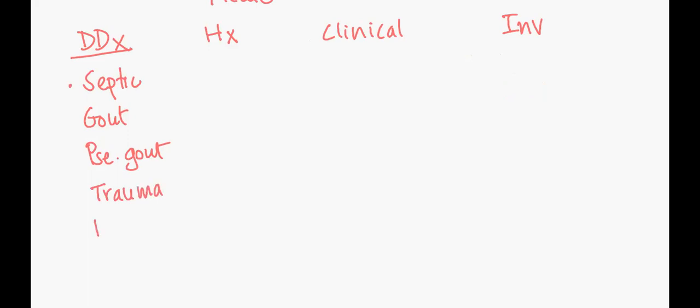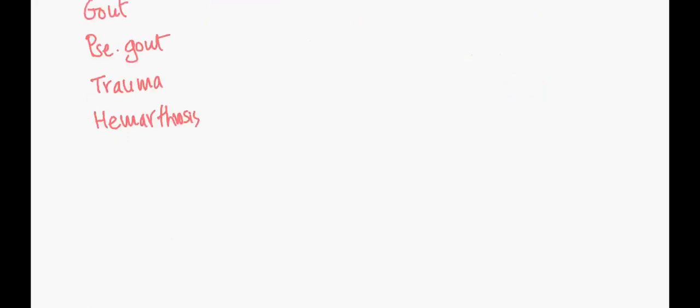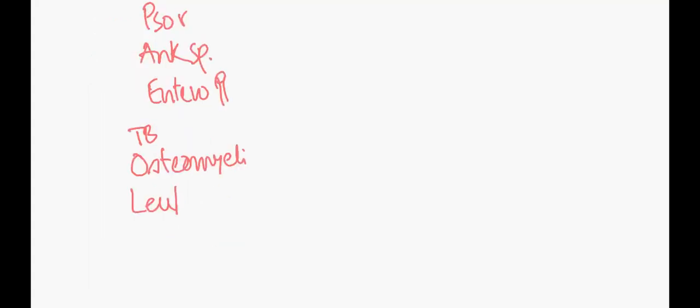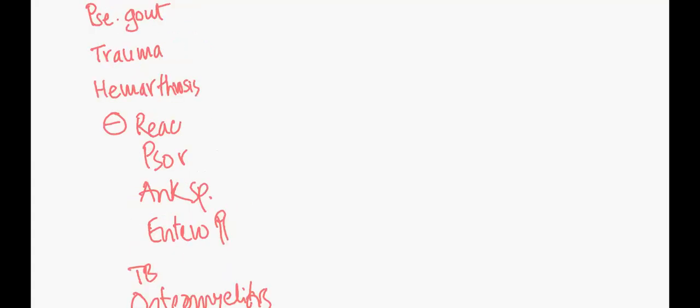This could also be hemarthrosis. Then the seronegatives could present as acute monoarthritis, such as reactive arthritis, psoriatic arthritis, and ankylosing spondylitis. And additionally, there could be enteropathic arthritis. Among the infections, we can think about TB and osteomyelitis due to other causes, including TB. And in children, osteomyelitis and leukemia may present as acute monoarthritis, especially in children. So there are many other differential diagnoses, but let's settle on those mainly.